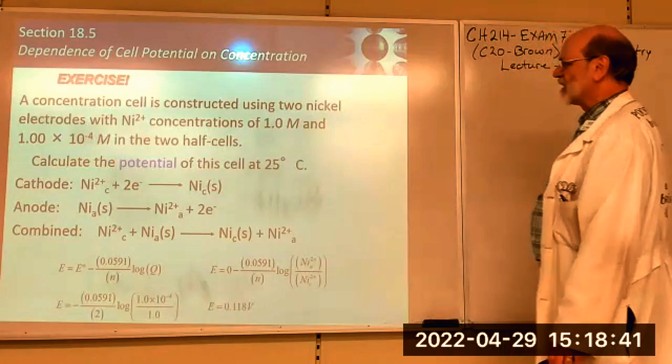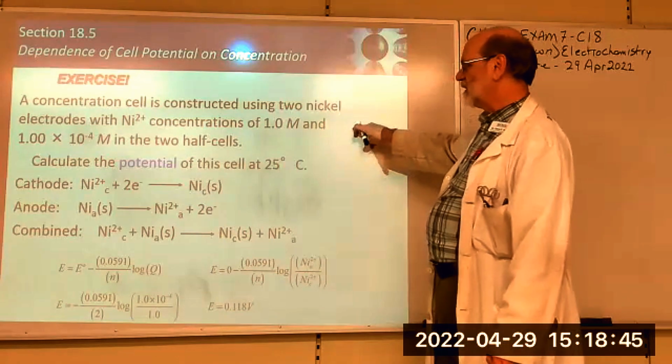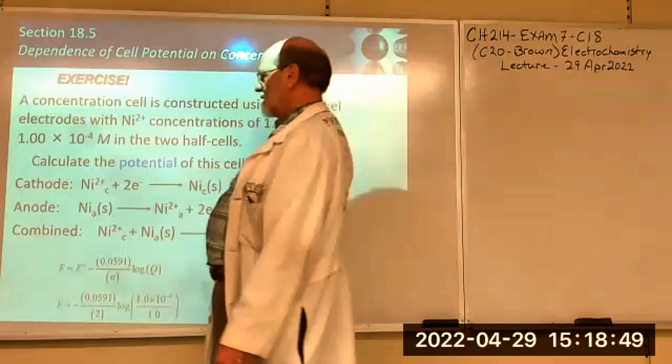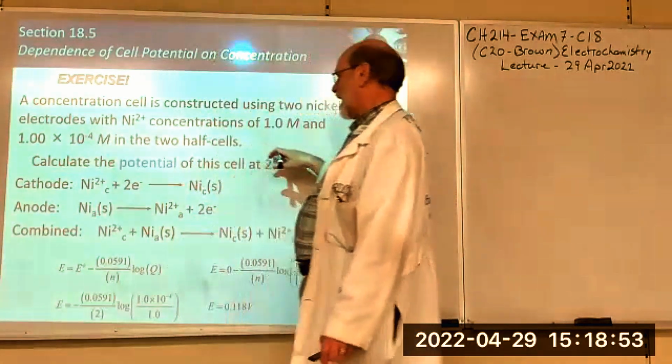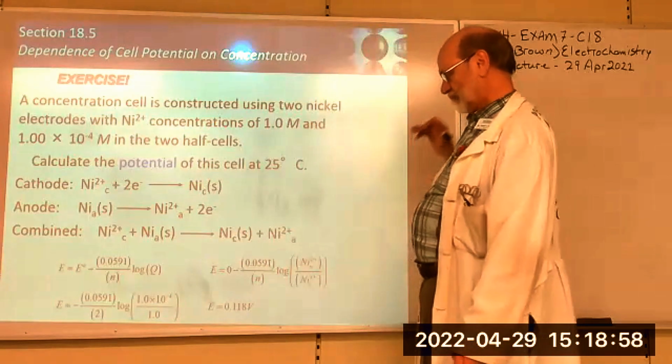A concentration cell is constructed using 2 nickel electrodes with nickel 2+ concentrations, 1 molar on the cathode side and 10 to the -4th molar on the anode side. So what's the potential for these two?